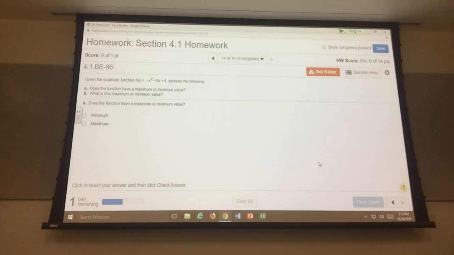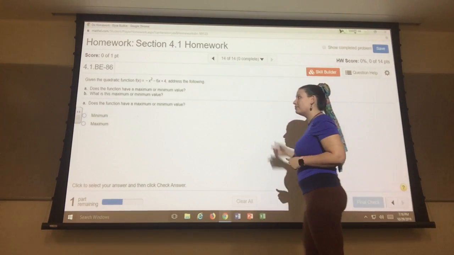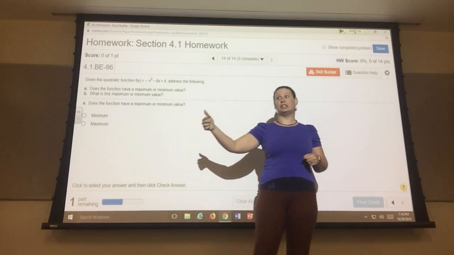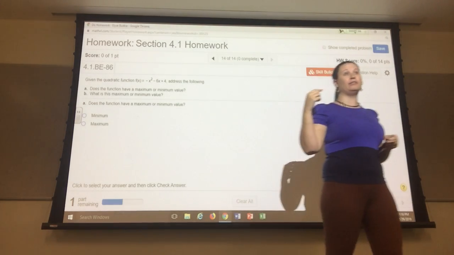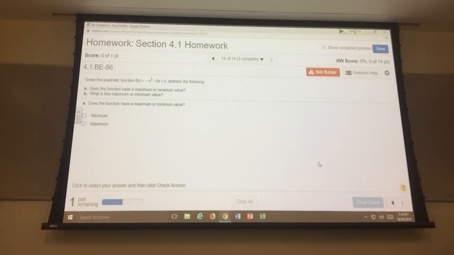So does it have a top or bottom? Top. So that means it has a maximum. Right? And then they want to know what is the maximum or minimum value. Remember, value means the y, right? So that means you have to find the vertex and find the y value of the vertex, right?